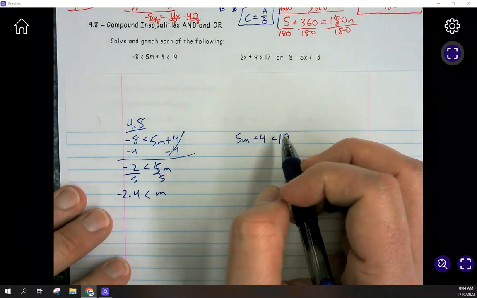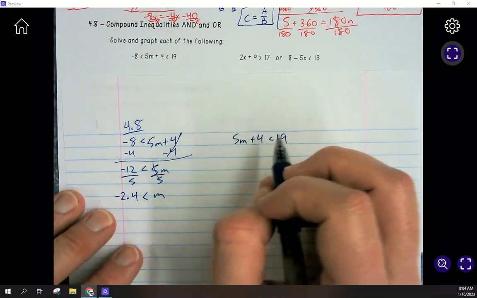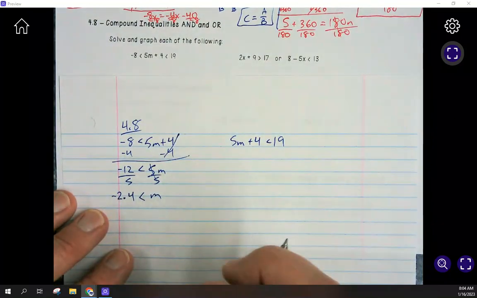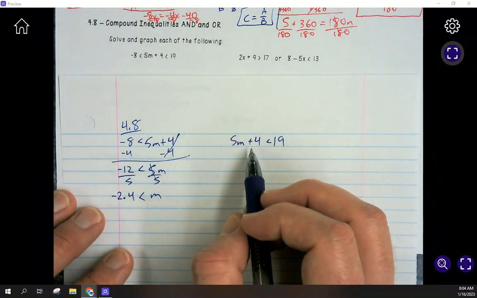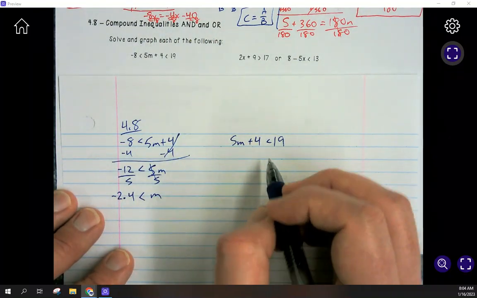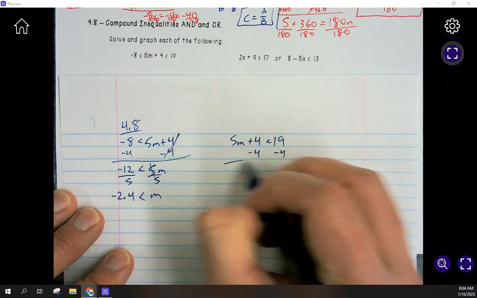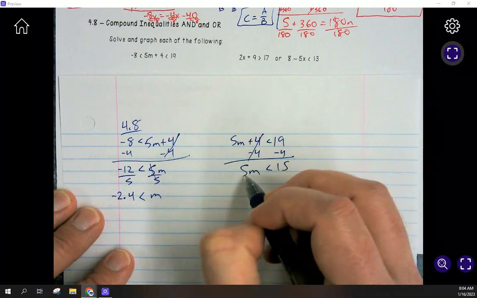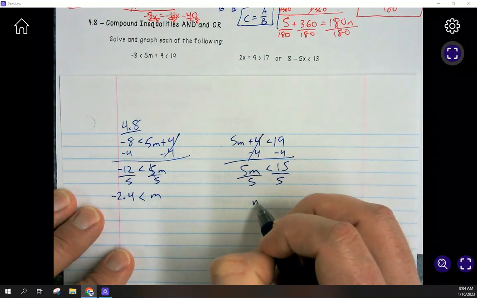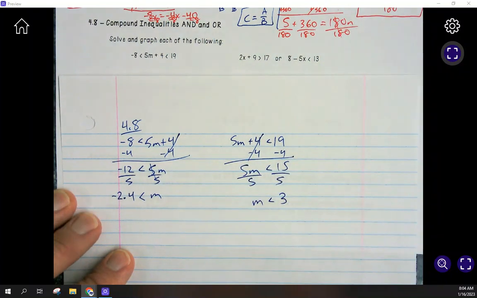There's always two answers here, and we're going to look at it on the graph as well. Notice it didn't say check here. We're just graphing, so that saves us some time. All right, and then to solve this one, we're going to minus 4. And that's going to be less than 15. We're going to divide by 5, so m is less than 3.